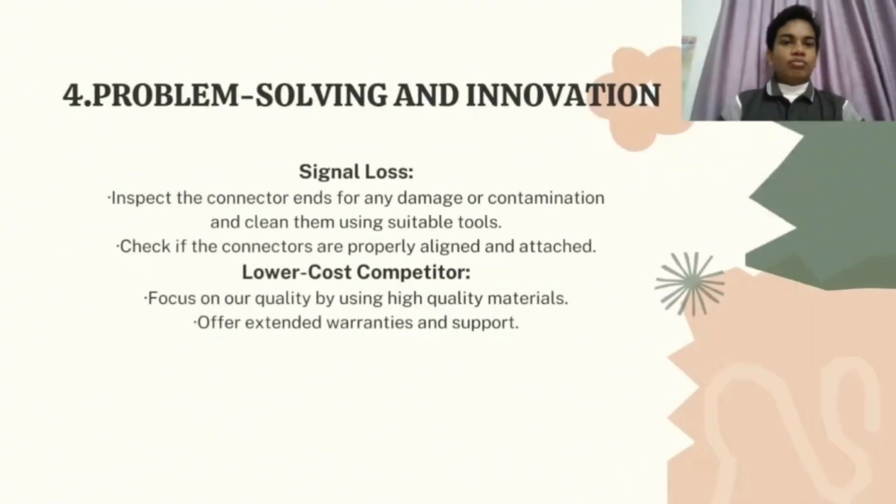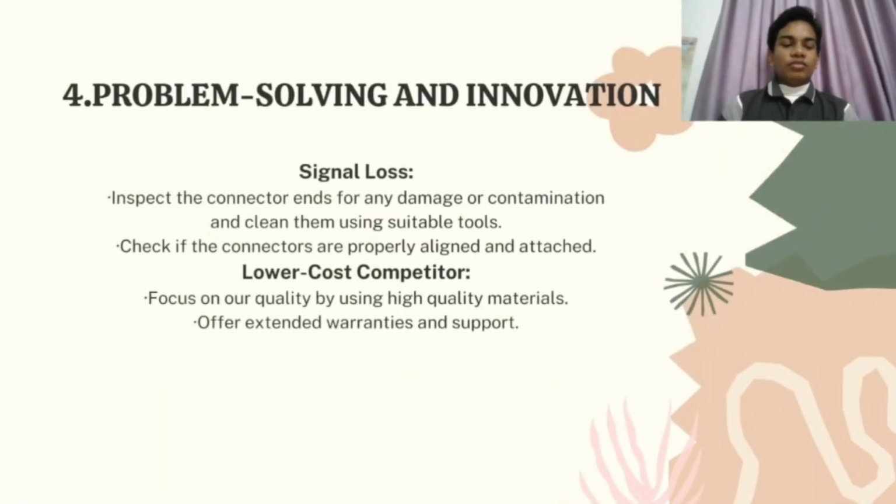Next, task 4, problem solving and innovation. First is the signal loss problem. To solve it, we will have to inspect the connector ends for any damage or contamination, and if so, we clean them using suitable tools such as isopropyl alcohol and clean tissue or cloth. Then we check if the connectors are properly aligned and attached, as a misaligned connector or poorly attached connector can cause the laser light to leak.